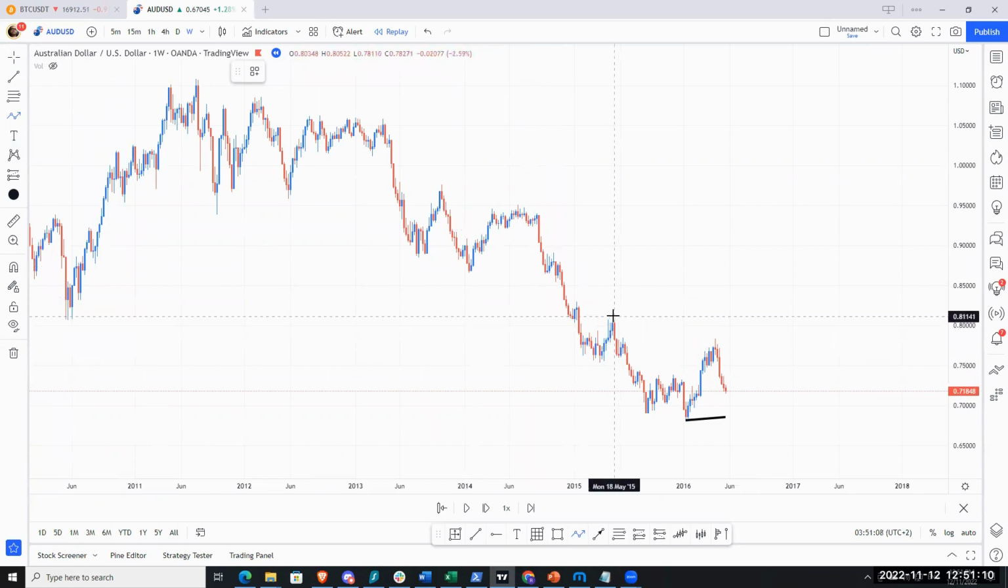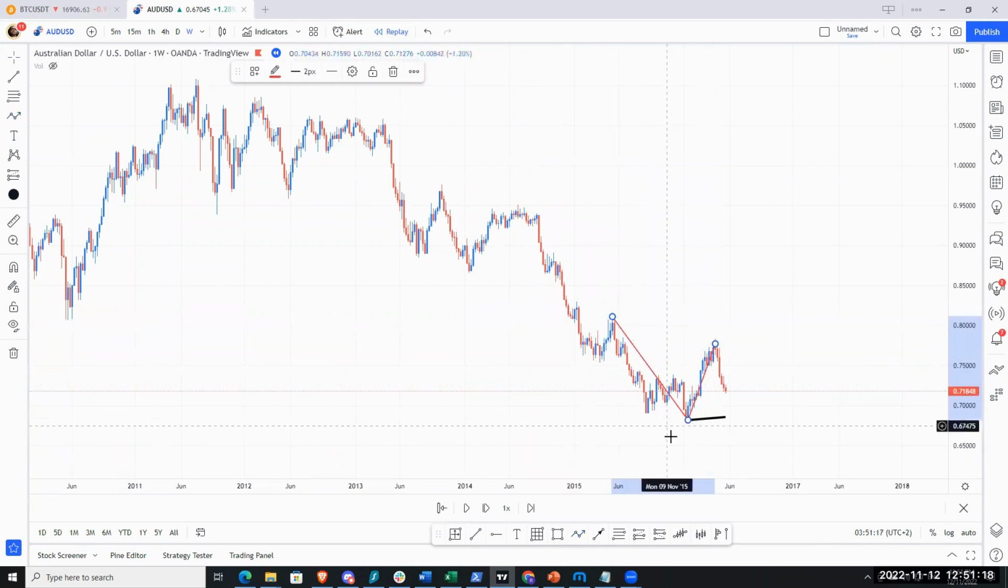If you took from this low to this high, the market coming down, that could be your external leg. And in this external leg, you've got this internal structure. This area here, right up here around 77 cents or whatever, is the area where we should be looking for the market to give us some kind of retracement.